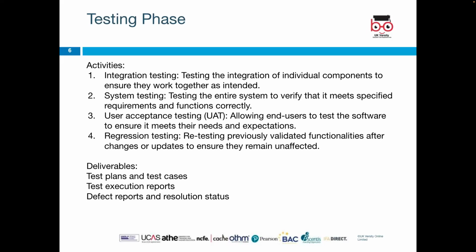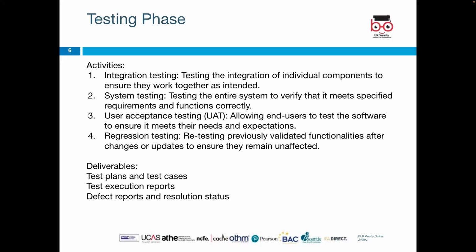System testing, testing the entire system to verify that it meets specified requirements and functions correctly. User acceptance testing, which is called UAT, allowing end users to test the software to ensure it meets their needs and expectations. Regression testing, retesting previously validated functionalities after changes or updates to ensure they remain unaffected.